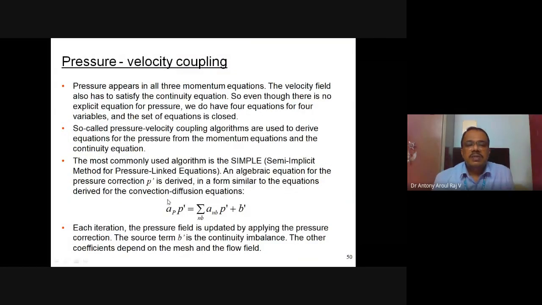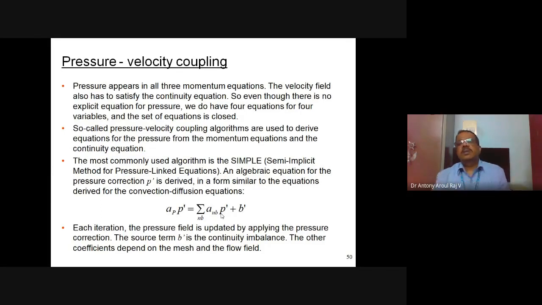When I have this equation, this is the pressure correction equation. P dash is the pressure correction. It is not the pressure, it is the pressure correction equation, because pressure is equal to P star, the guess pressure, plus P dash, the pressure correction. So every iteration I'll be correcting the pressure.